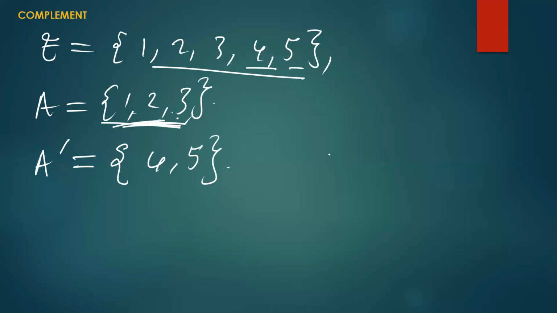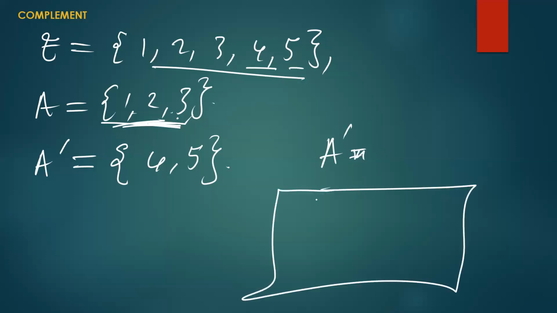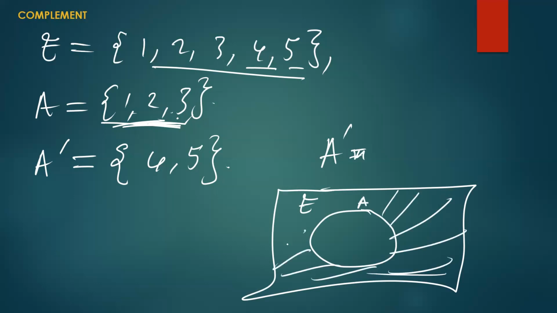So representing A complement in the Venn diagram, A complement can be represented like this. So you have your universal set there, then you have your A there. So A complement is simply what is outside A, but it's present in the universal set.